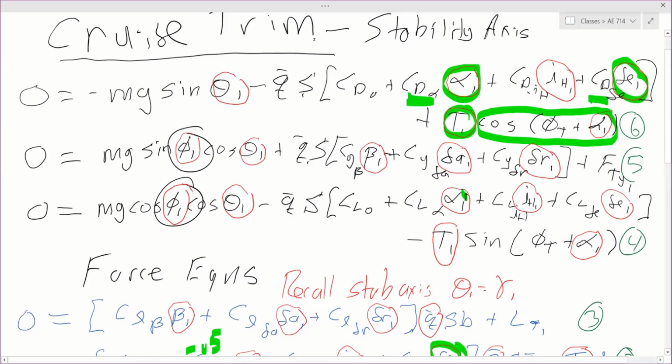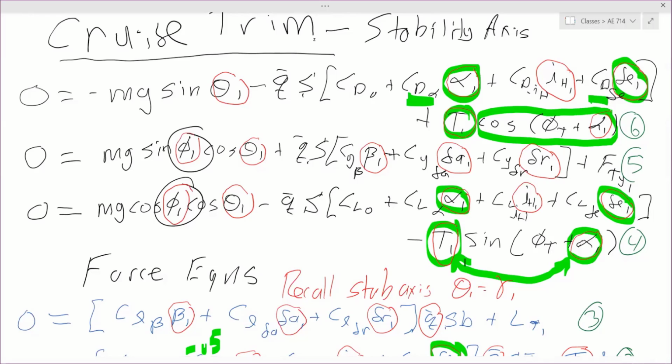Okay, how about this one? Here's alpha multiplied by a number, so we can solve for that. Here's elevator. Here's thrust. No problem, but sine of alpha. Not only is that nonlinear, but we've got thrust, the unknown, times another unknown. So it's like x squared or xy.